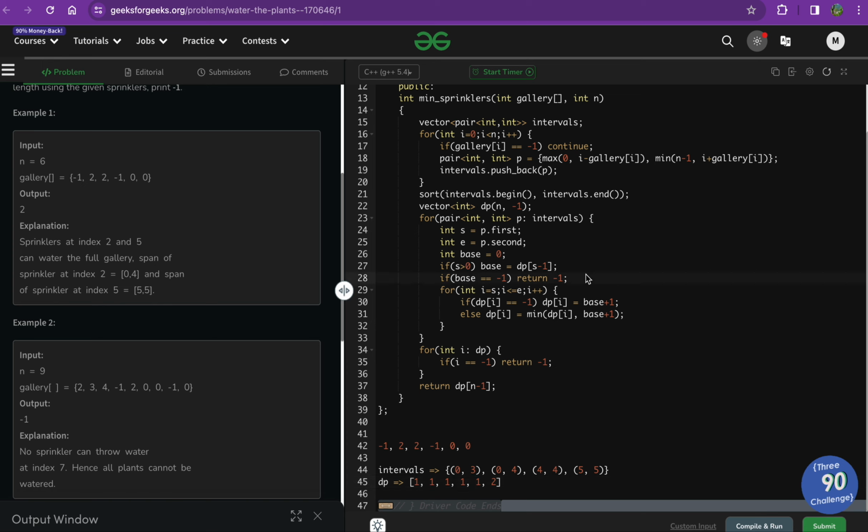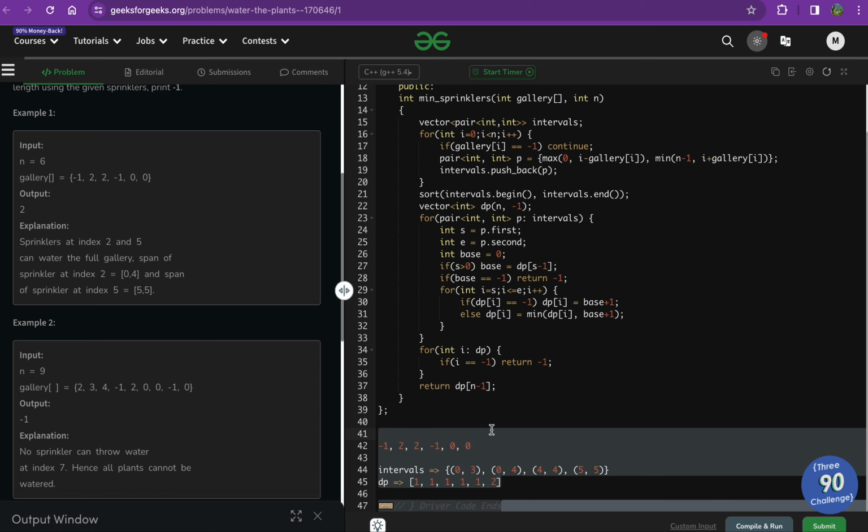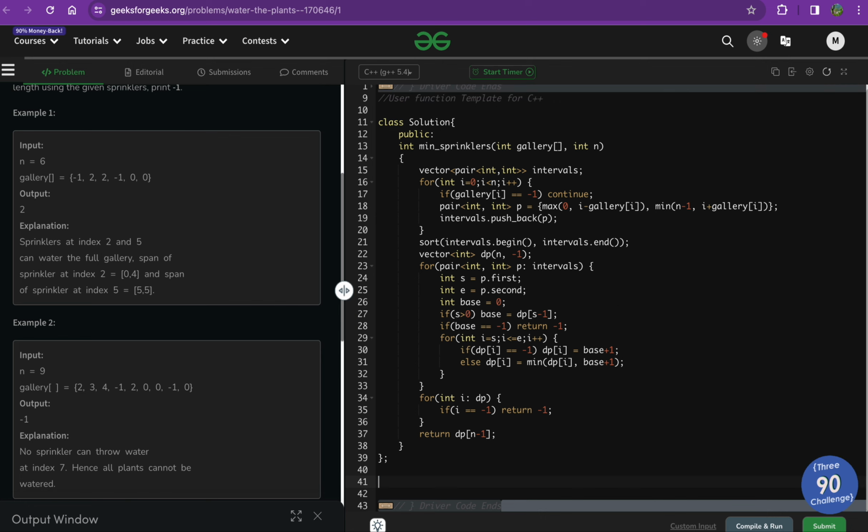At the end, we check if any index is negative. If any index is negative, we will return that there is no possible way to do it. Otherwise we will return the last element of the DP array as our answer. This solution got submitted.